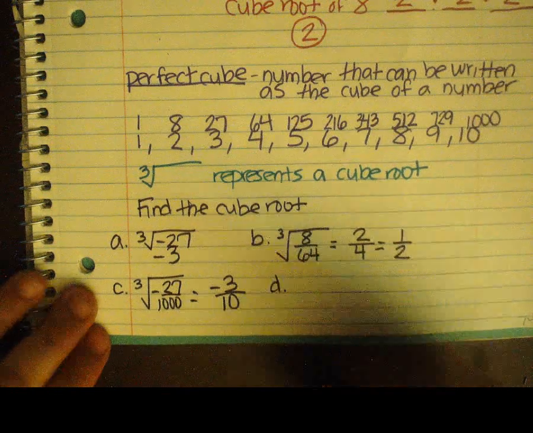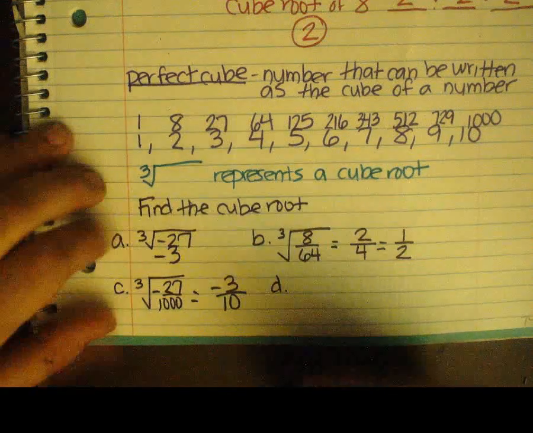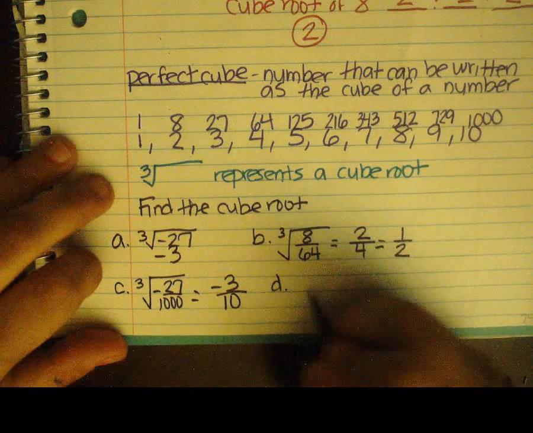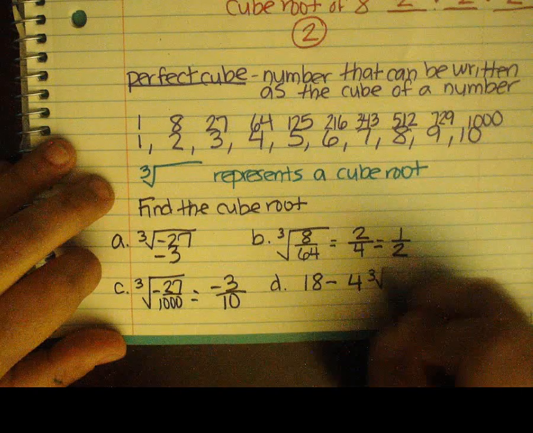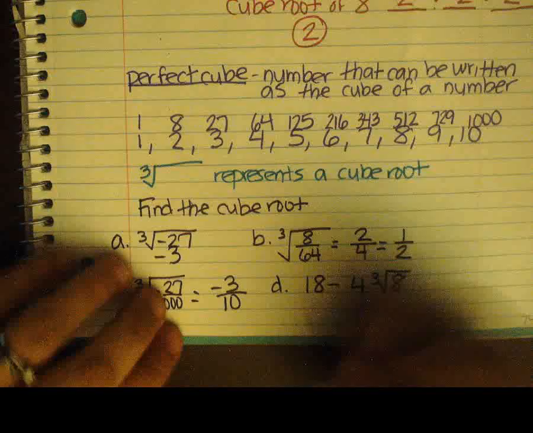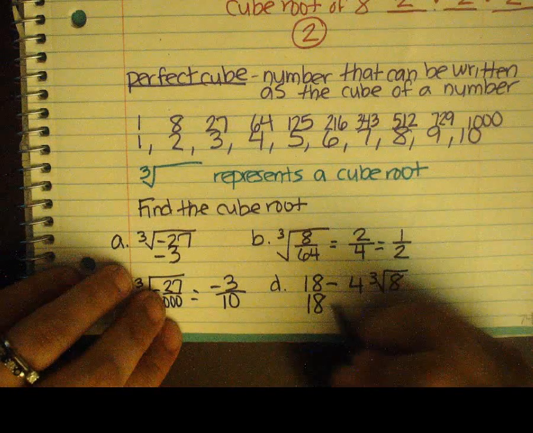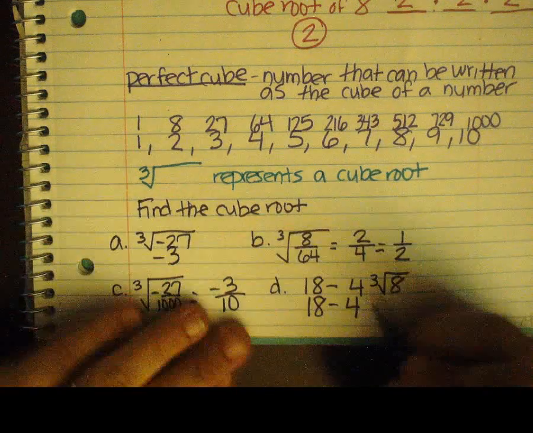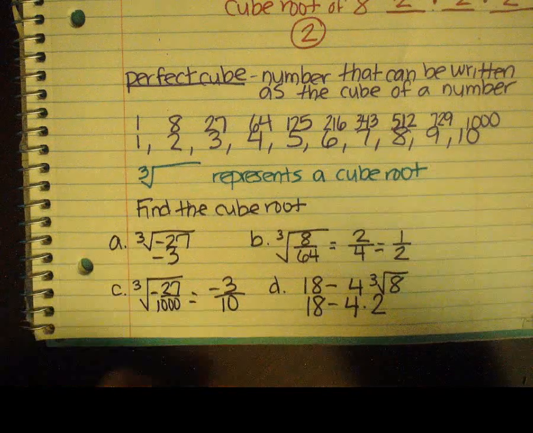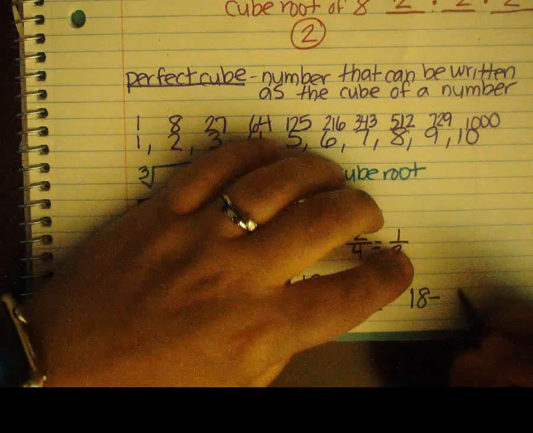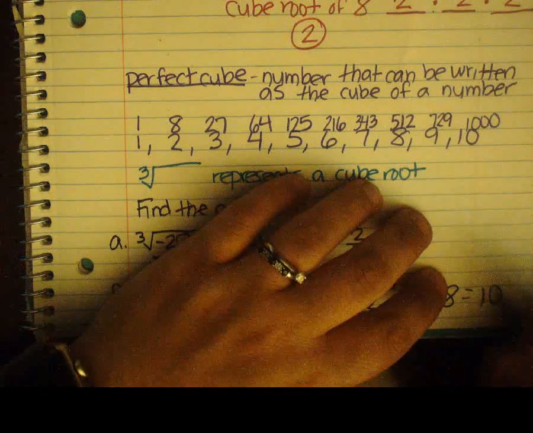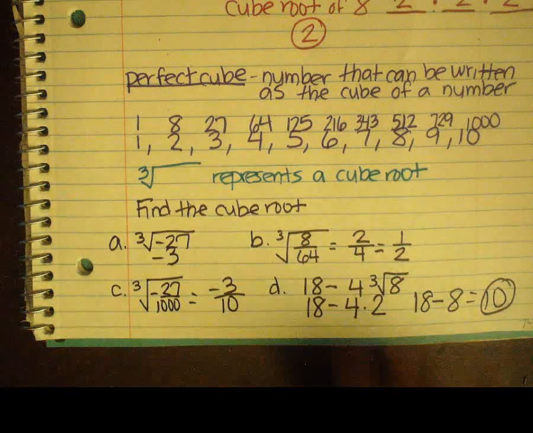I want to try at least 2 more with you guys. Let's try this one: 18 minus 4 cube root of 8. So 18 minus 4. What is the cube root of 8? Correct, 2. So 18 minus 4 times 2 is 8. So your answer is 10. Oh my gosh, almost lost a problem.